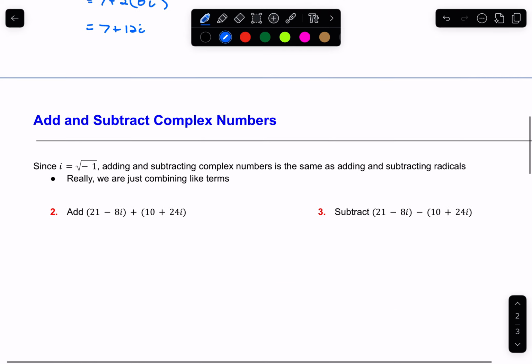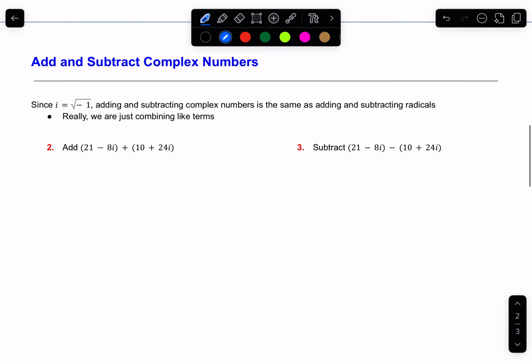All right, adding and subtracting complex numbers. As I just said, what we're going to do is treat the letter i as a variable, and we're just going to combine like terms. So if we want to add 21 minus 8i plus 10 plus 24i, just pretend the i is the letter x and treat it as if you were combining like terms.